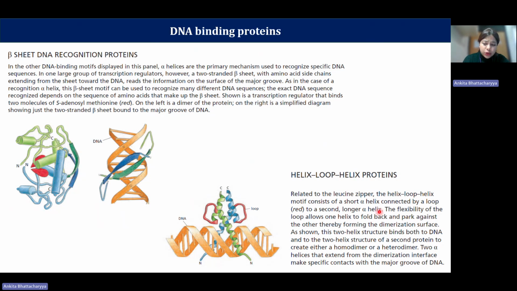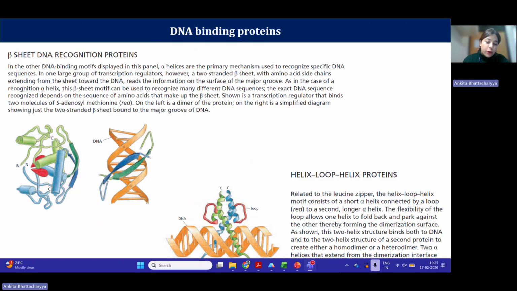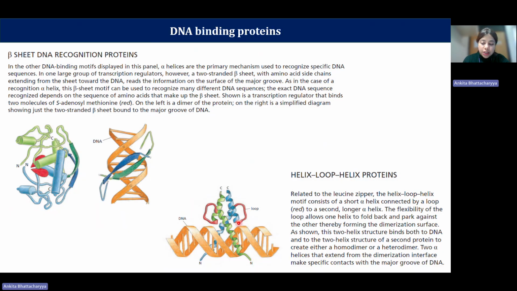So as shown, this two helix structure binds both to DNA and to the two helix structure of the second protein to create a homodimer or a heterodimer. Here, the representation is that of a heterodimer. Two alpha helices that extend from the dimerization interface make specific contacts with the major groove of DNA.